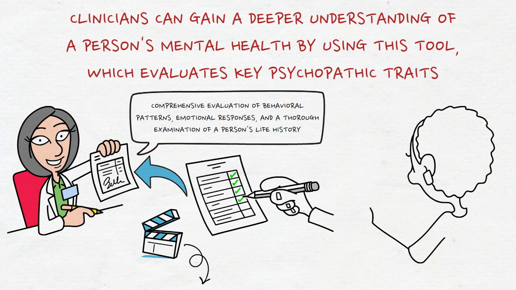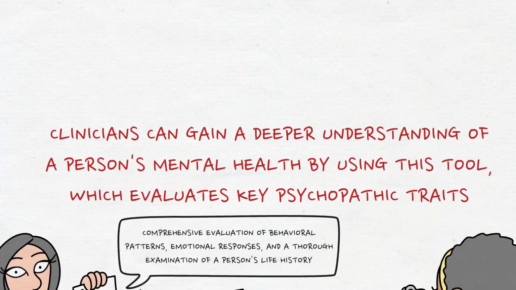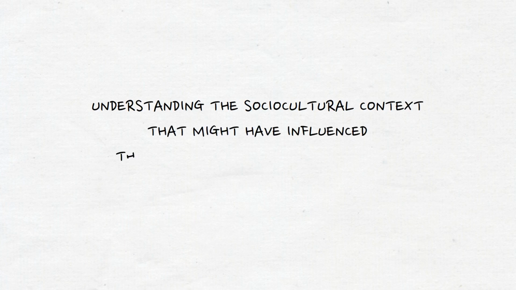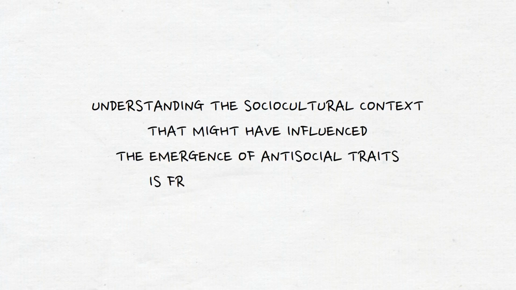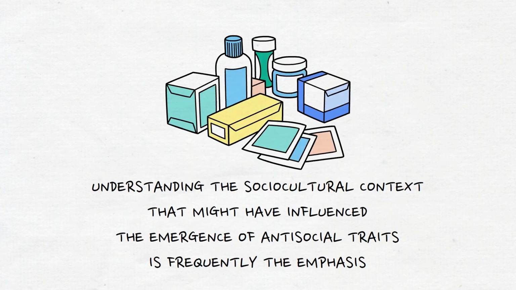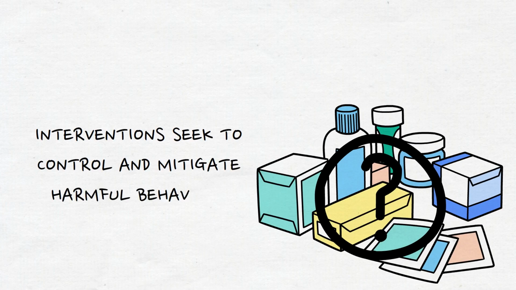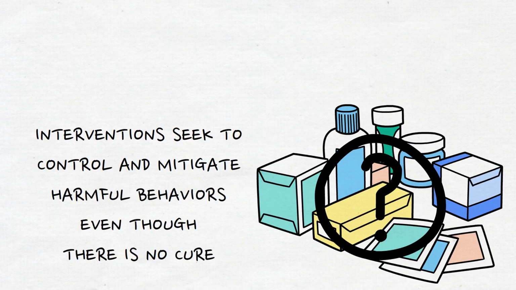Evaluation of the effects of sociopathic stressors, childhood trauma, and impulsive behaviors may be part of the diagnostic process for sociopathy. Understanding the socio-cultural context that might have influenced the emergence of antisocial traits is frequently the emphasis. Due to the innate nature of these disorders, treatment approaches for sociopathy and psychopathy are difficult. Interventions seek to control and mitigate harmful behaviors, even though there is no cure.